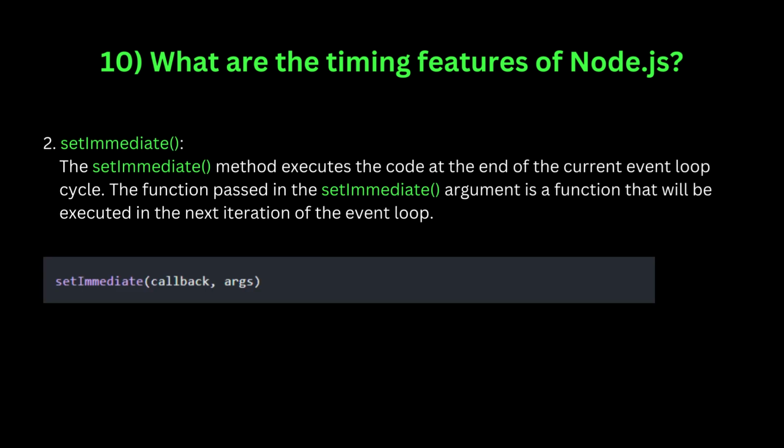2. setImmediate. The setImmediate method executes the code at the end of the current event loop cycle. The function passed in the setImmediate argument is a function that will be executed in the next iteration of the event loop. Here's the syntax of the setImmediate method.